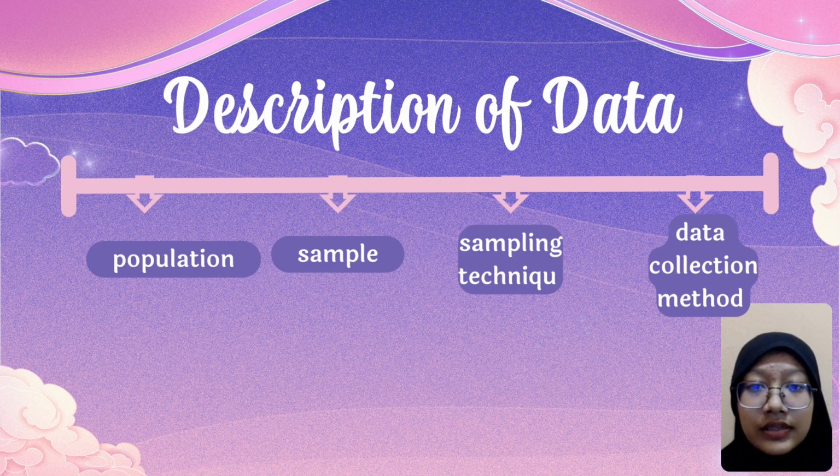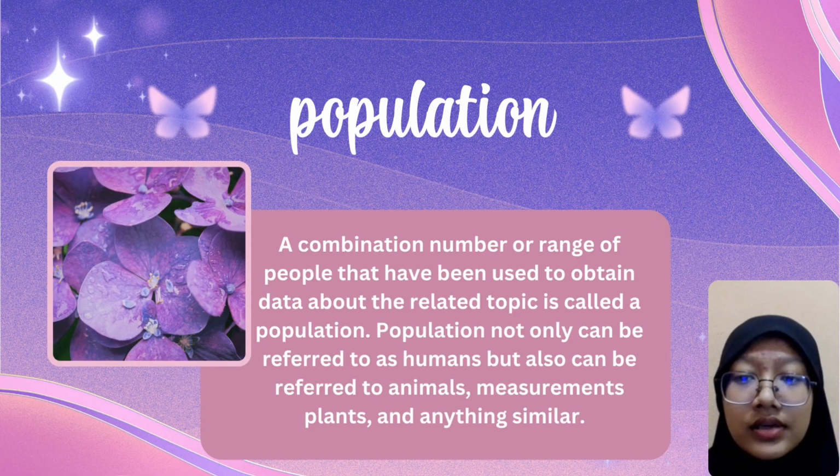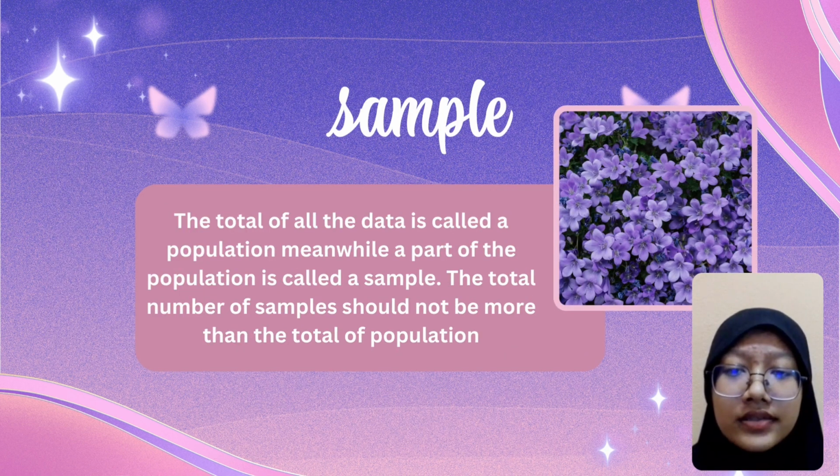I'm going to explain the description of data. Before the description of data, there is population, sample, sampling technique and data collection method. Population: a combination, number or range of people that has been used to obtain data about the related topic is called the population. Population can refer not only to humans but also to animals, measurements, plants and anything similar.